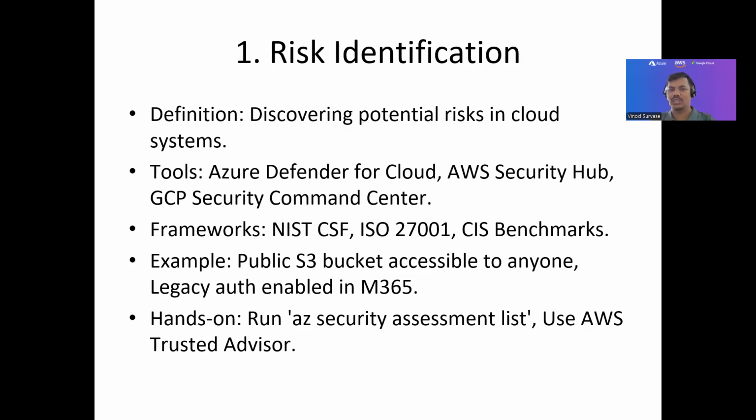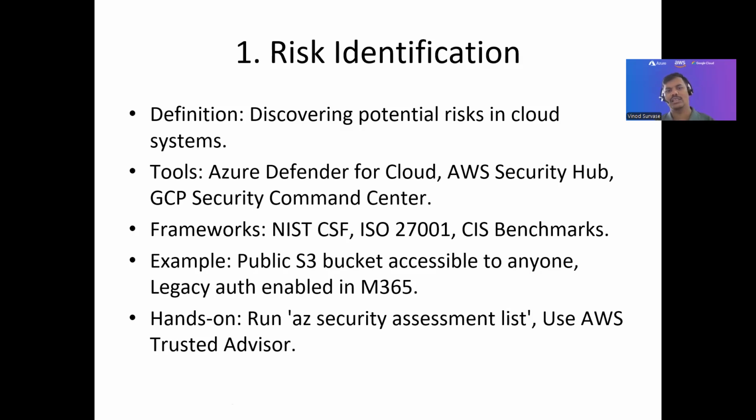So the first factor or first capability of risk is risk identification, right? What it says is how you are going to discover the potential risks in your cloud systems, right? There are different tools, frameworks, and different hands-on assessment tools that you can run as well, right? For example, starting with different tool sets, including different cloud platforms. In Azure, we have Defender for Cloud, AWS Security Hub, GCP Security Command Center, right?